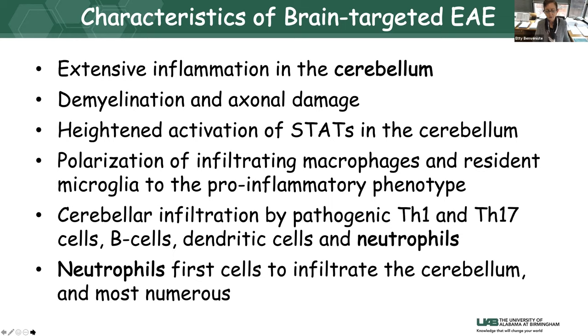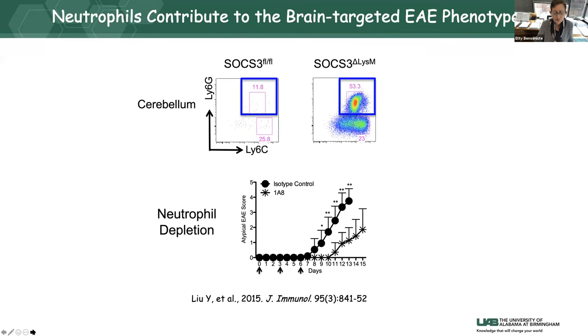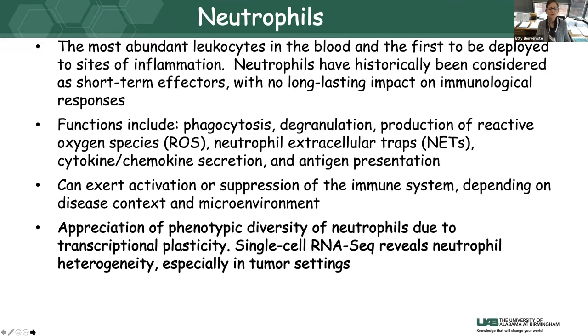For a variety of reasons based on data, we really started to focus more on the neutrophils and ask about their involvement in brain-targeted EAE. This is an older study done by Yudong Liu, where he simply used an antibody to deplete neutrophils. And what you can appreciate is that the EAE score of the atypical or brain-targeted EAE is significantly diminished. So this at least started giving us a clue that neutrophils were involved in this particular phenotype.